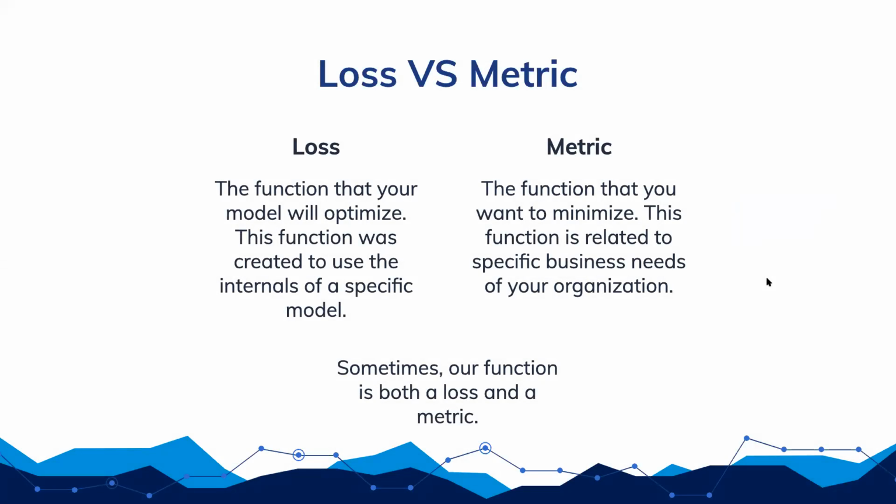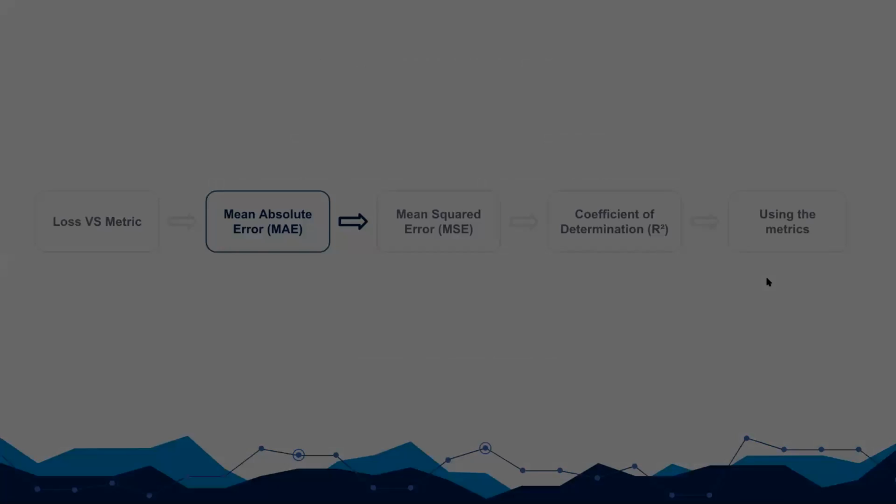Okay, loss versus metric. Basically, loss is a function that your model will optimize. So you give a loss so that your model will try to minimize and optimize this function. And a metric is a function that you use to evaluate the model itself, not on the development of the model, mostly for evaluating after training, how your model will behave when you unleash it on real world data. In some specific cases, the same function can be both a loss and a metric, okay?